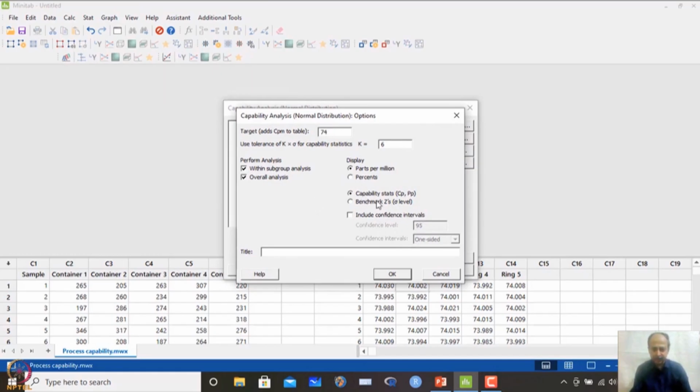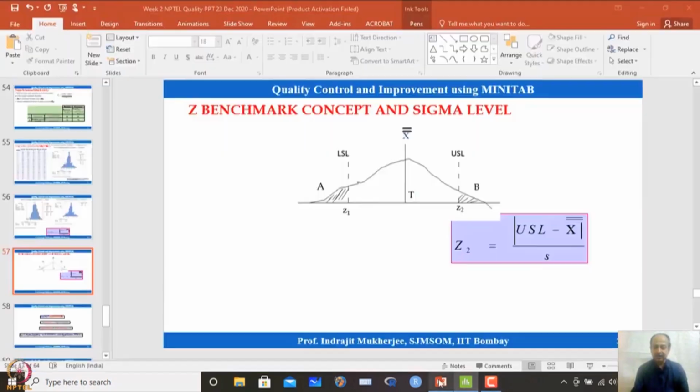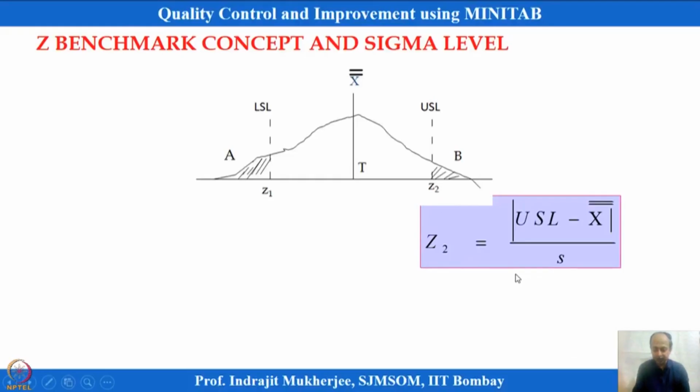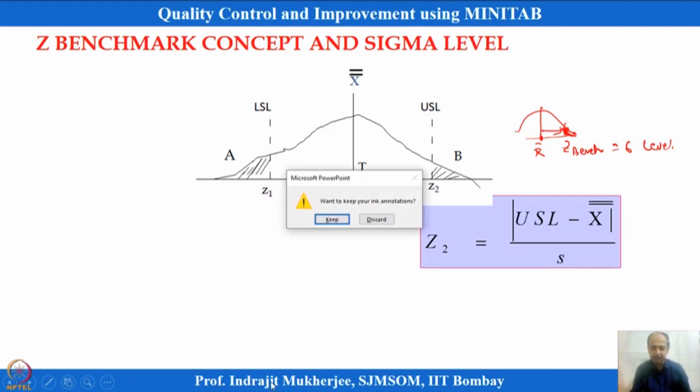So, here instead of capability stat, let us go to Z benchmark, which is the sigma level. MINITAB will mention this as the sigma level of the process. So, this is the way people calculate sigma levels. When we say how many sigmas, it means basically how much total rejection is there in terms of standard deviation. This is the Z benchmark basically. So, how much standard deviation from the central line, x double bar, that equals the sigma level basically. Okay. So, that concept is used over here.